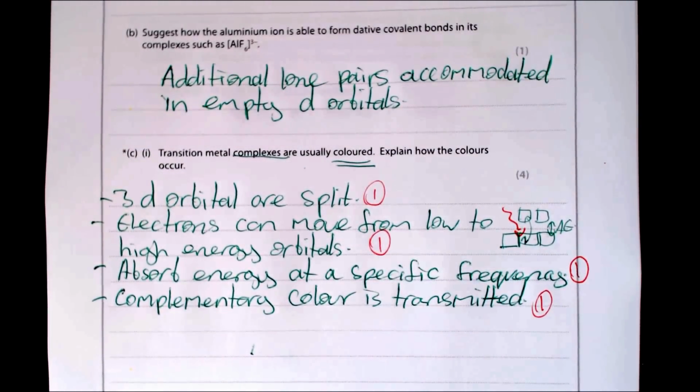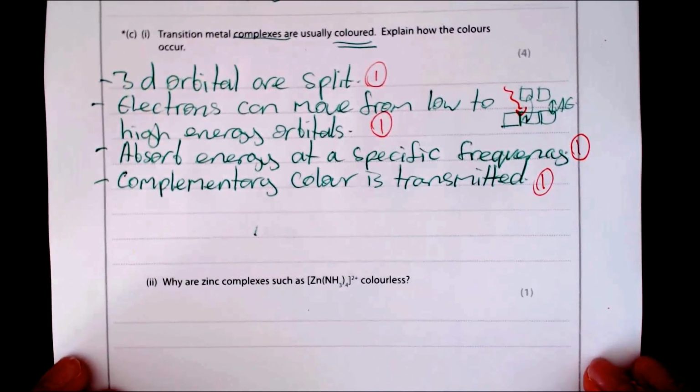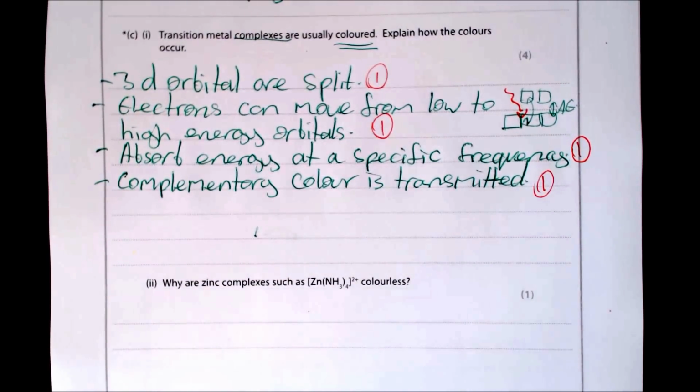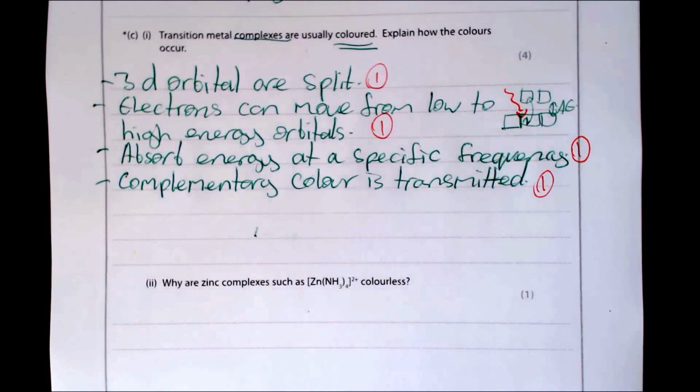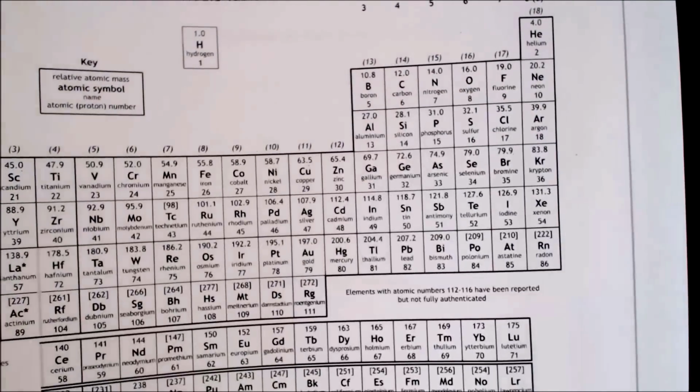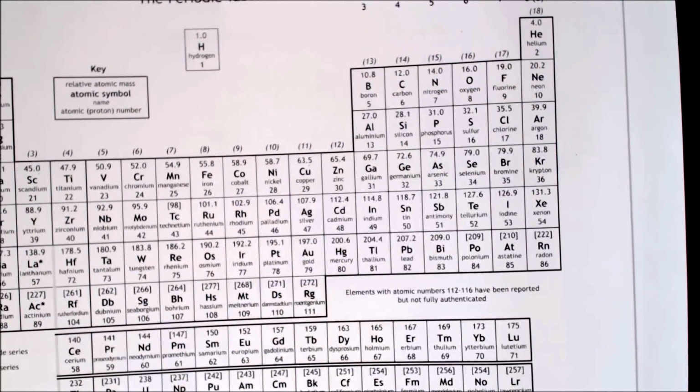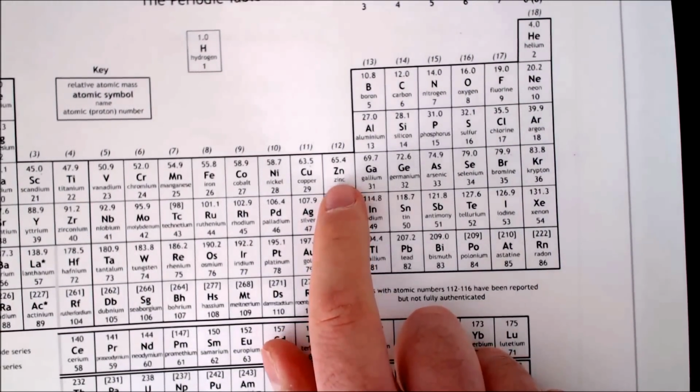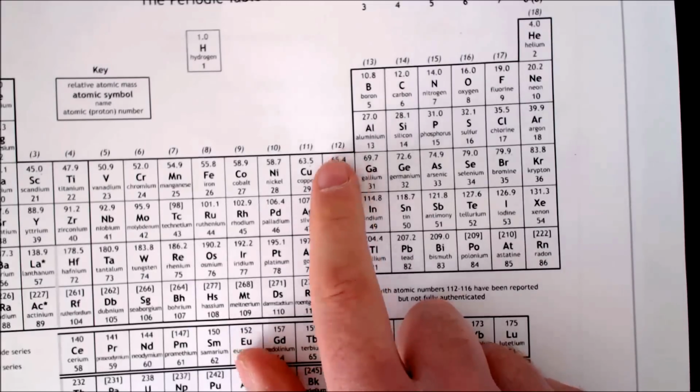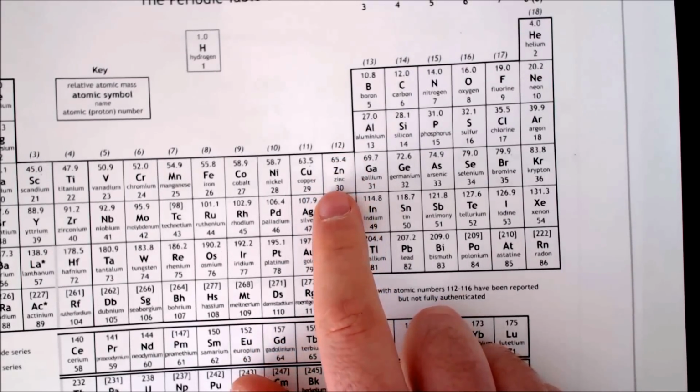Okay, so next bit. It says, why are zinc complexes such as Zn(NH3)4 2+ colorless? The simple reason is, let's get the periodic table. There it is. So you can see the periodic table. The zinc is over here. It's got 10 electrons in its d orbital.